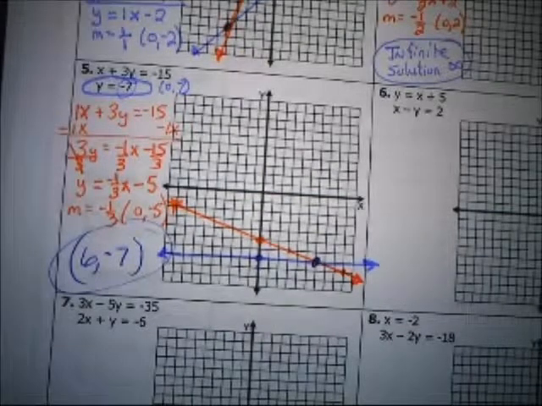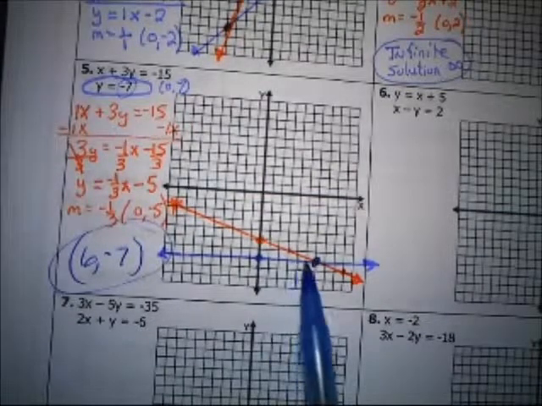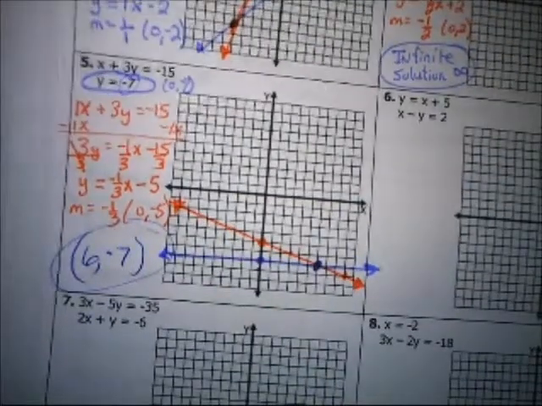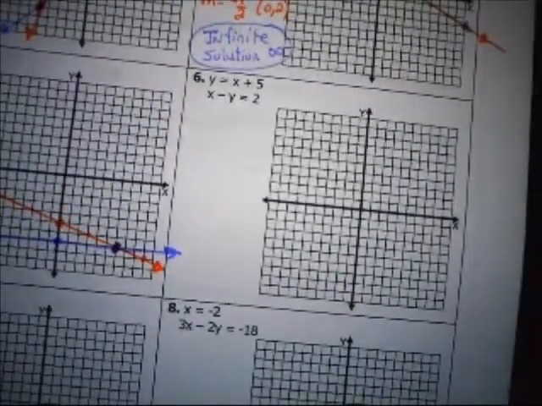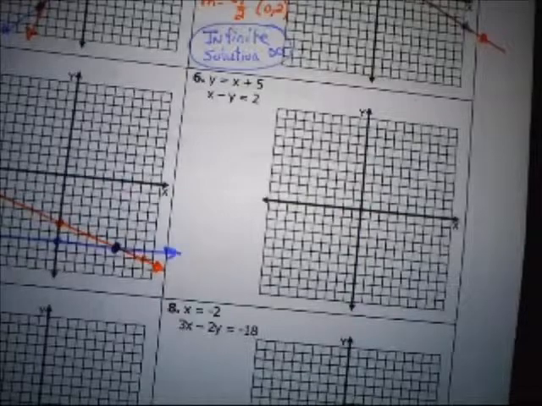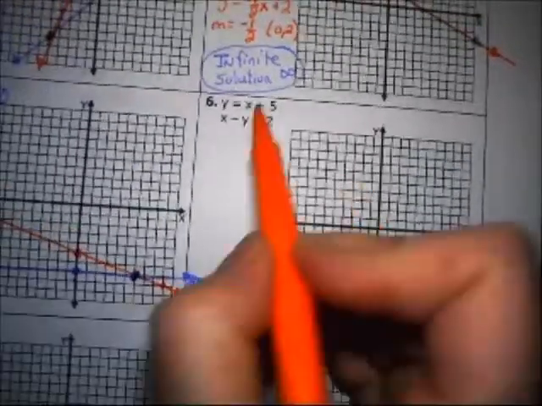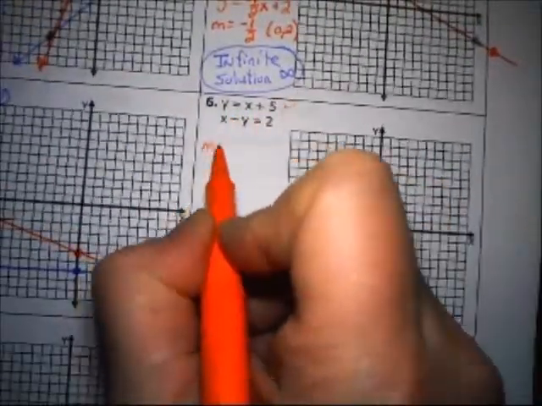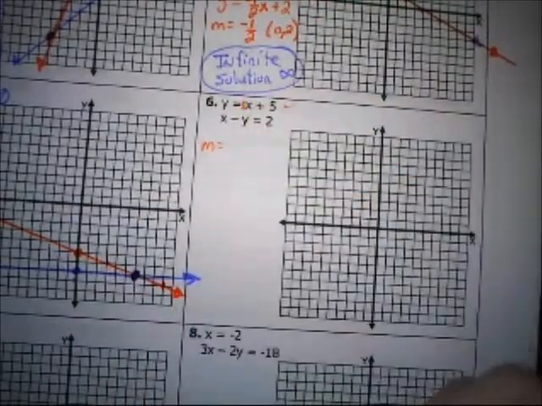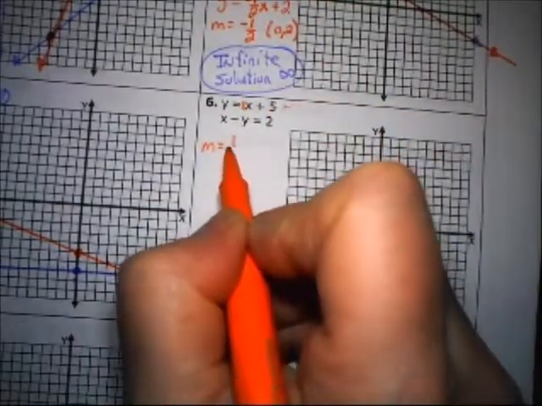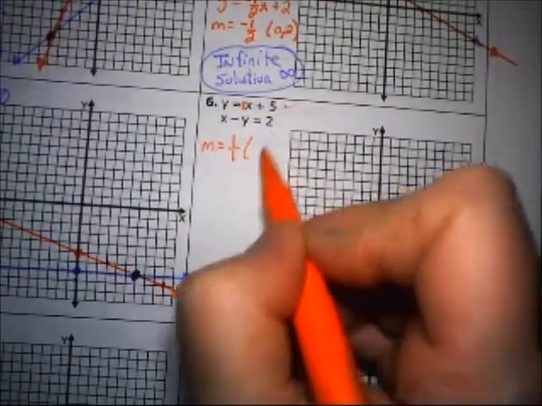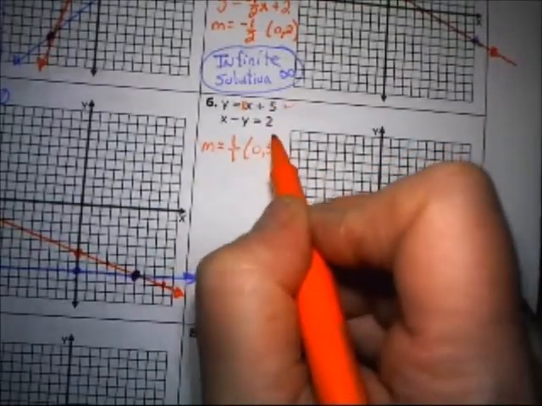Okay. Number 6. The first equation is given to you in slope-intercept form, so I need to identify the slope, which is an understood 1 in front of that x, so that means your slope is 1 over 1, and your intercept is 0, 5.